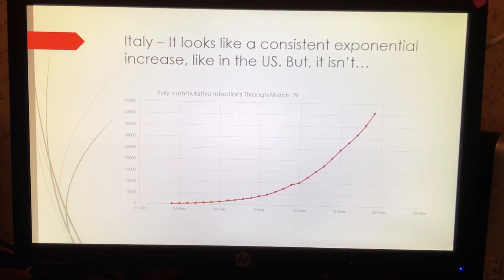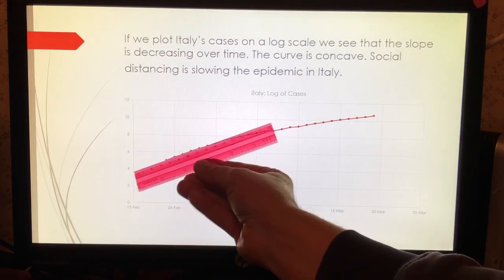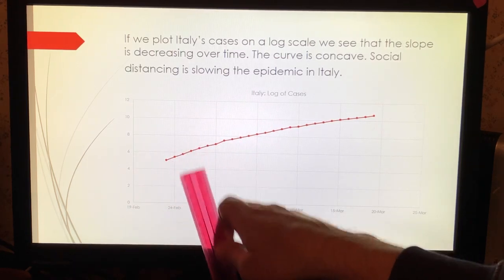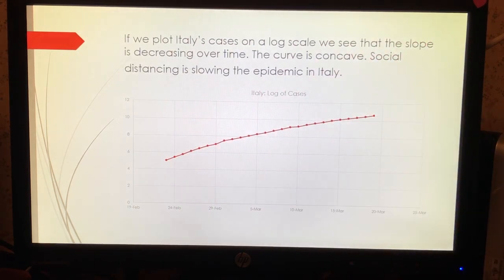So let's take a quick look at Italy. This Italy curve looks very similar to the US curve that we saw earlier. It looks like we're getting an exponential increase, and we are getting an exponential increase, but it isn't a consistent exponential increase. And we can see that if we just look at the log scale real quick. For Italy, early on in the epidemic, we have this nice linear relationship, but note that the curve is falling below my ruler as we get into the early parts of March. And then again, it sort of fits a nice line, but it's falling off again. So we see that something is happening in Italy.